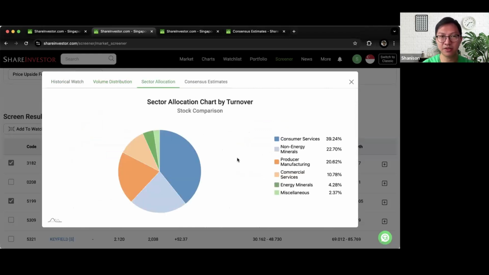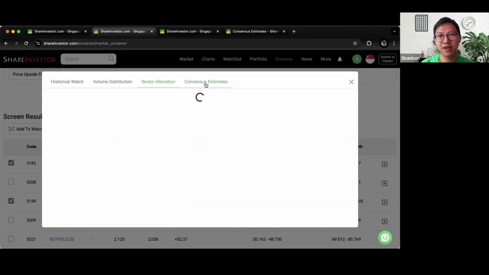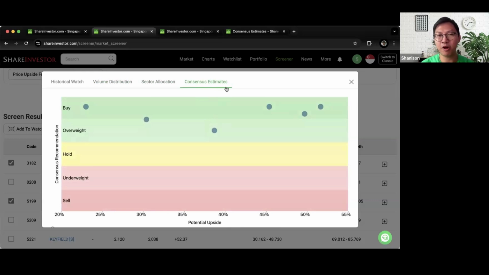These are sectors, based on the results, showing how many stocks fall under different sectors. And consensus estimate: it populates these few stocks under the consensus estimate to show you how it looks, and if you look here, potential upside to the right side means a higher potential upside. And if it goes up, it means a buy rating from the analyst. So the top right corner generally means higher potential, based on the research analyst ratings. This is for you to do more research on.